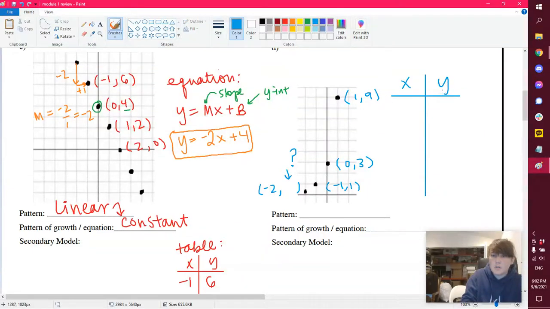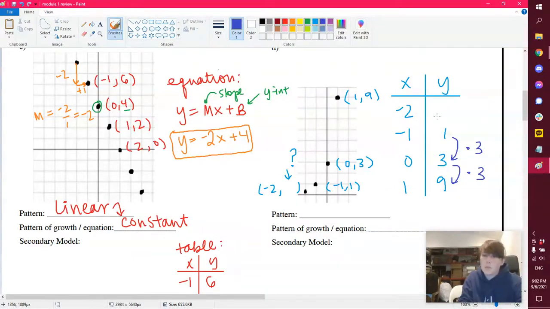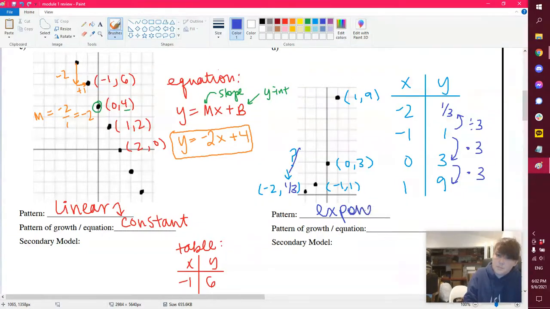So let's write these down. So -2, we don't know yet. This one's 1, this one's 3, this one's 9. Here, both of these are times 3. So now we're thinking, oh, it's probably exponential, right? If we divided by 3 to figure out exactly what this one's going to look like, it's going to be 1/3. We'll say that this is exponential. Exponentials immediately grow exponentially. Nice.